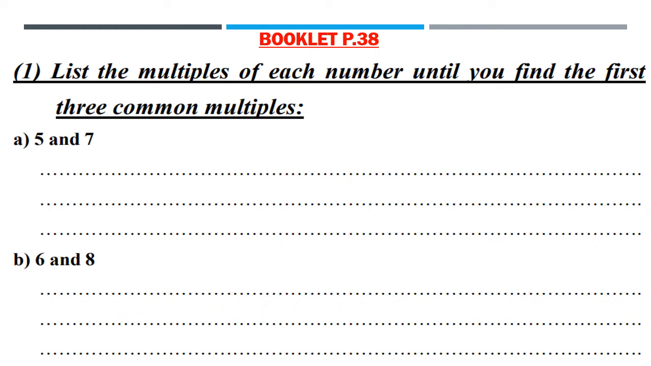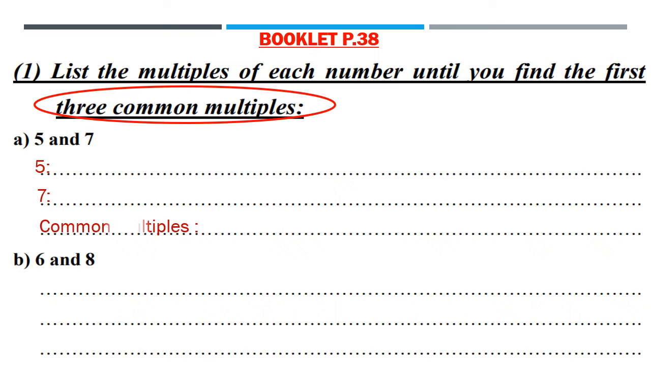Booklet page 38, exercise number 1: list the multiples of each number until you find the first 3 common multiples. It means that I have 2 numbers and I have to write all of the multiples that I know for each of them till I find the first 3 common multiples. Okay? So letter A, 5 and 7. In this one, I have to write the multiples of table 5, the multiples of 7, then I will find the first 3 common multiples of them.